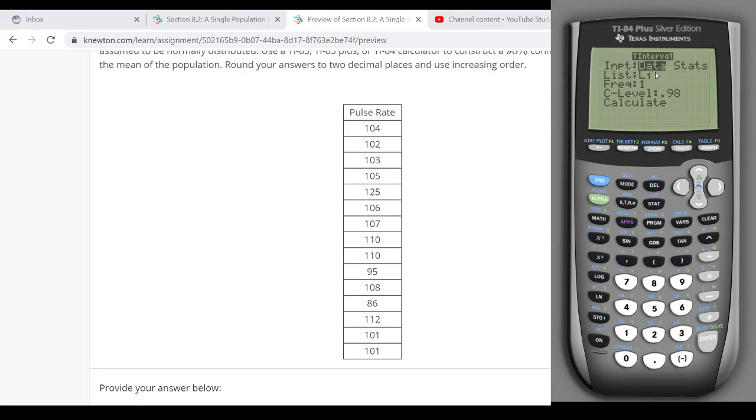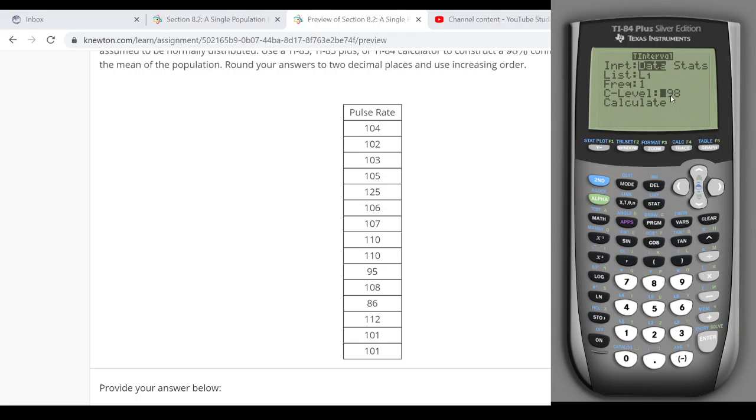And then, do I have data? Do I have stats? I was given a list of data. So I'm going to go down to data here, and then what was that list of data? Well, it's already L1, so I'm going to leave it as L1. That was list 1 with all my 15 data values, all the 15 pulse rates. If you entered it down a different list, just enter a different list number. The frequency, again, there was no frequency list here. Every single one of these values is counted 1 time, so I'll just leave the frequencies as 1.